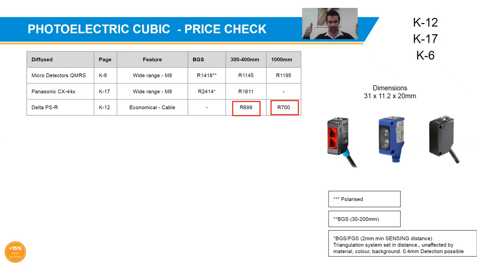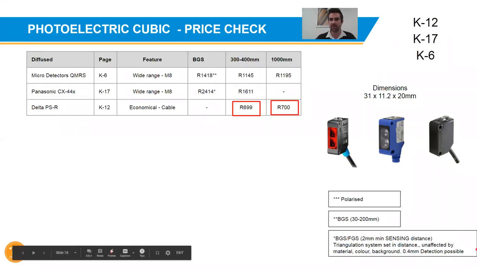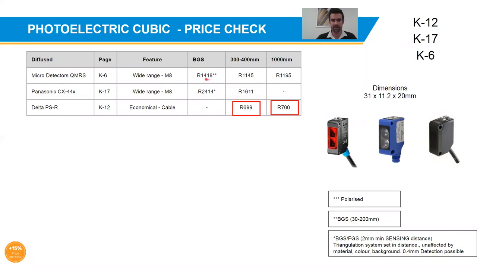So it's a really accurate spot detection, very repeatable and very accurate, with a minimum of 2 millimeter sensing distance, say compared to the 30 millimeter of the MD background suppression unit. So yes, the MD is a lot better for a simple background suppression offering, but the Panasonic takes it a step further and allows you to really focus in on a very small object with a diffuse type sensor. Again, if it's price you're after, then Delta is a very good option.